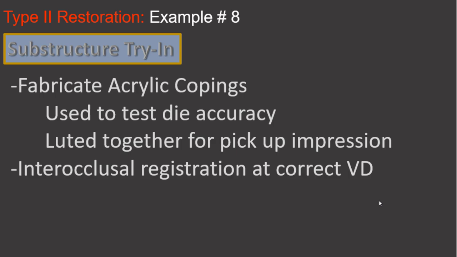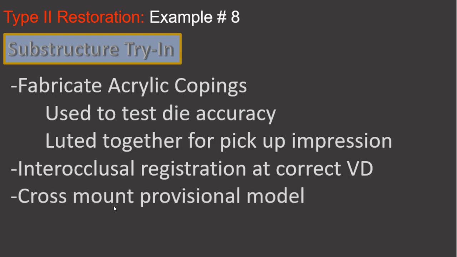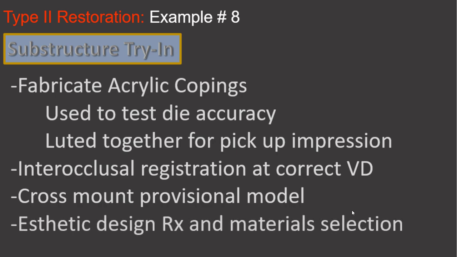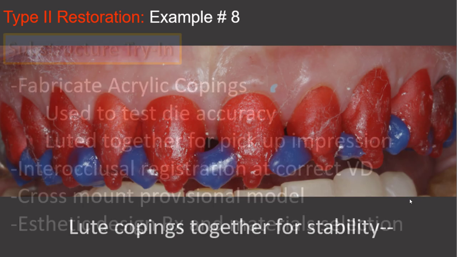And then we do interocclusal registrations at the vertical dimension we established with our provisionals by making an anterior stop. And then we also do a face bow and interocclusal registration for the provisional model. So we mount the provisional model to give us a guide in the fabrication process. And then we finalize our aesthetic prescriptions and pick out our materials.